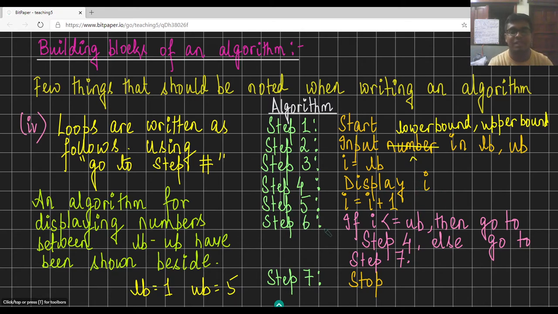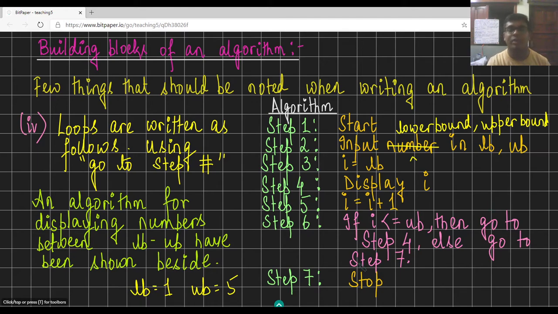Now, in the 5th step, we increment the value of I by 1. But you should write I equal to I plus 1 and not I plus plus, as this is a syntax for Java. Such kind of syntax or operator is not available in Python, not even in MATLAB. That is the reason why I ask you to refrain from using syntaxes which are restricted to a programming language.